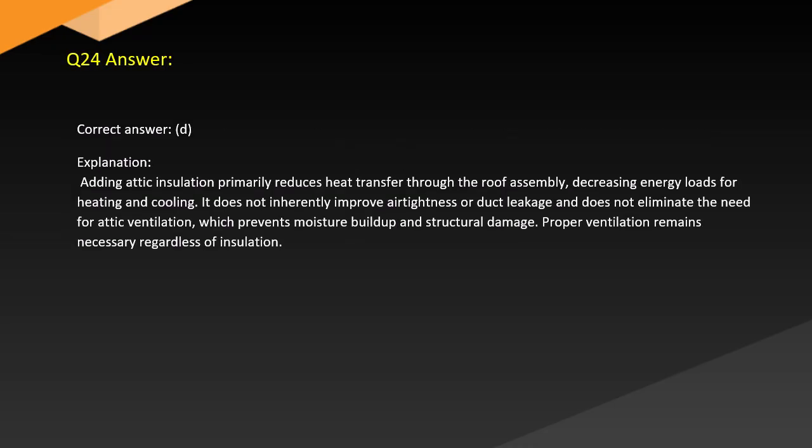Answer. Correct answer: D. Explanation. Adding attic insulation primarily reduces heat transfer through the roof assembly, decreasing energy loads for heating and cooling. It does not inherently improve air tightness or duct leakage and does not eliminate the need for attic ventilation, which prevents moisture buildup and structural damage. Proper ventilation remains necessary regardless of insulation.